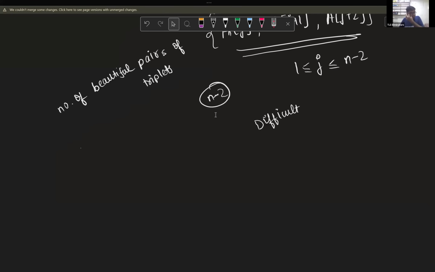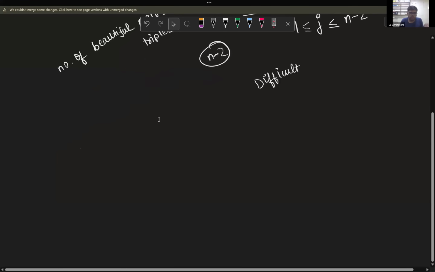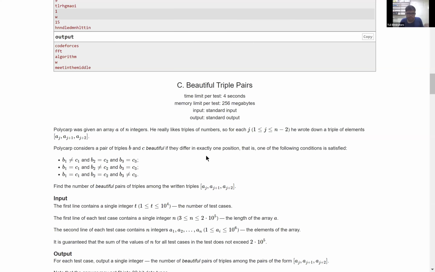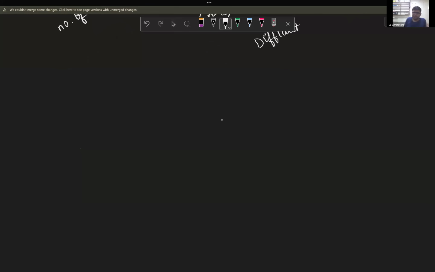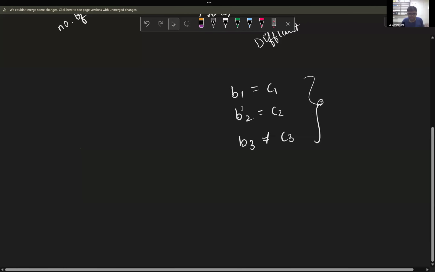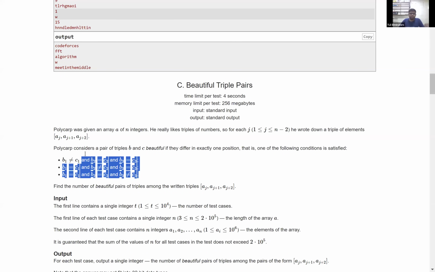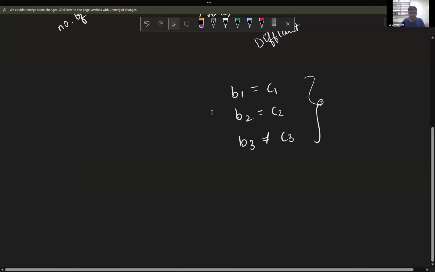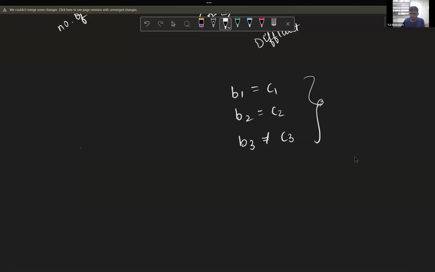for the C position. So let's talk about a simpler case. Let's make the problem a bit simpler. Let's say that a triplet is beautiful if B1 is equal to C1, B2 is equal to C2, and B3 is not equal to C3. Let's say that this is the only possible condition for a triplet to be beautiful. In that case, how will we solve? Now the problem is not that difficult. Just that having three conditions together is making the problem more complex. But right now, I think it is simpler.